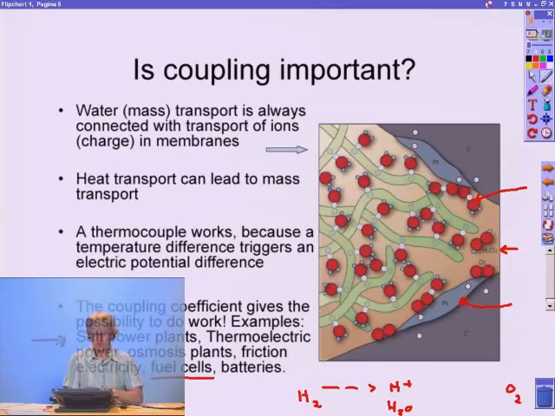So that's important, the important point of the coupling coefficient. It will tell us whether we can use the system to produce work. And even if it is small, it may still be important, like in the thermocouple. There is a small coupling between heat and charge transport, but it is that small coupling that makes the thermocouple work. It works because a temperature difference and a heat flux will trigger an electric potential difference. So there are very good reasons to go to a more sophisticated level in your transport equations.